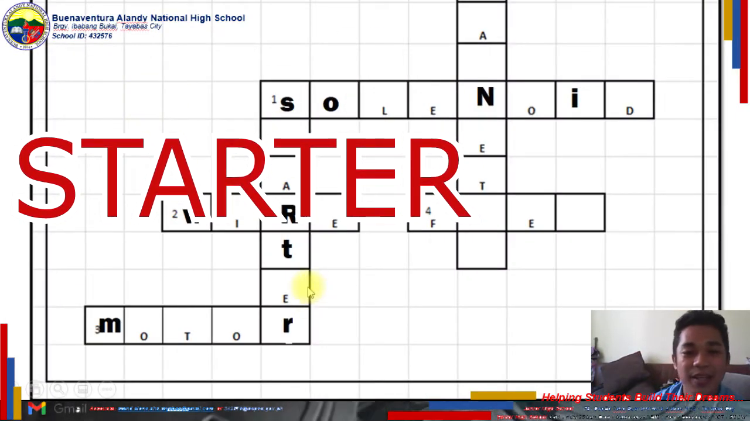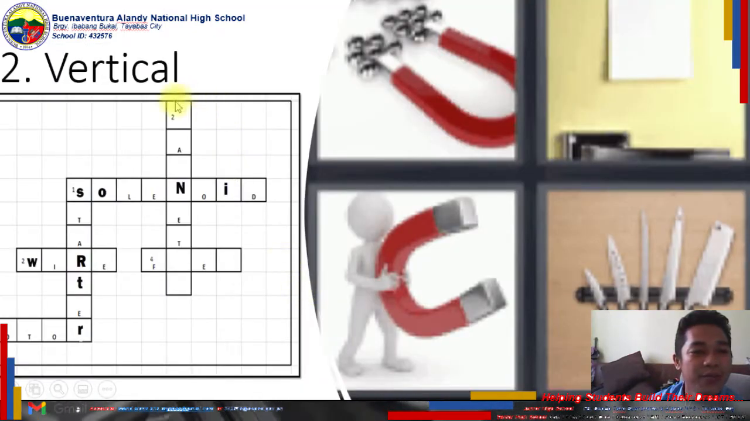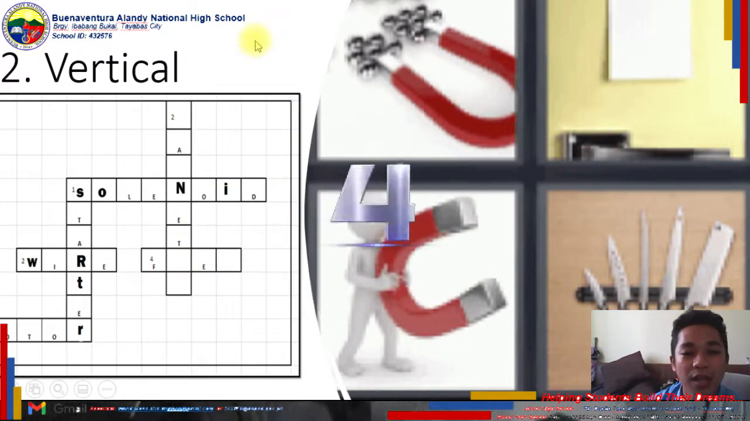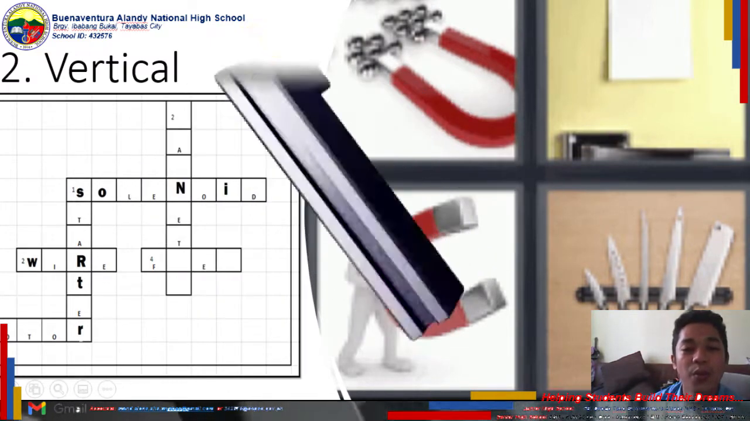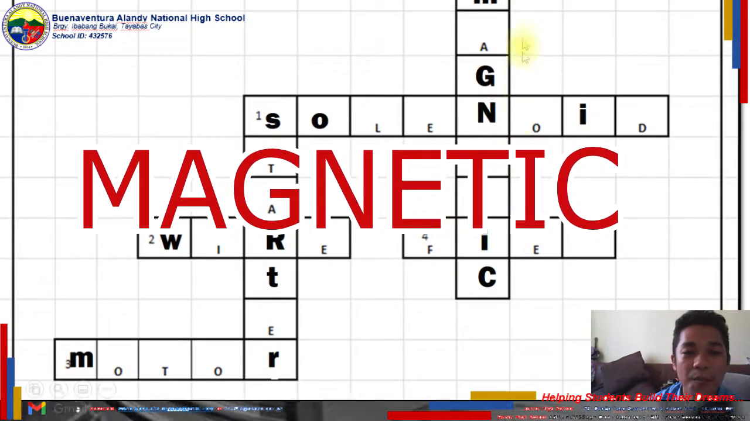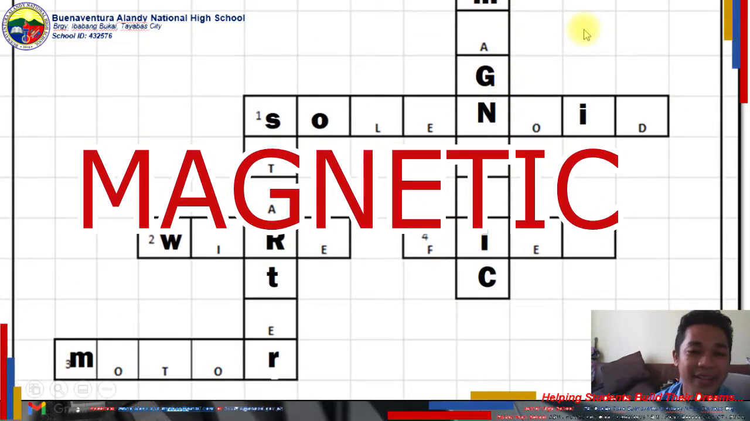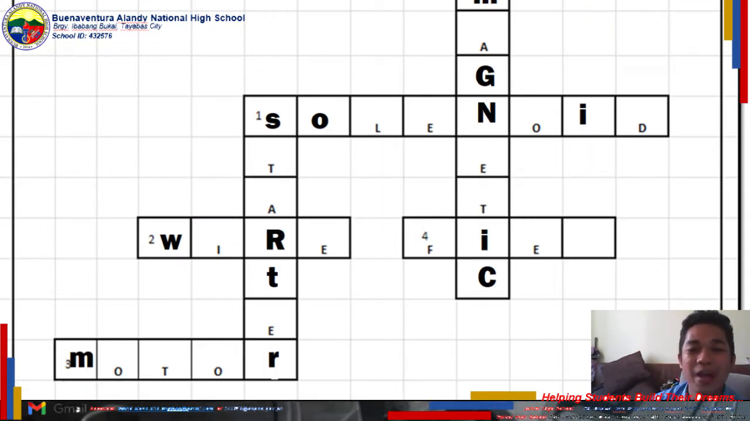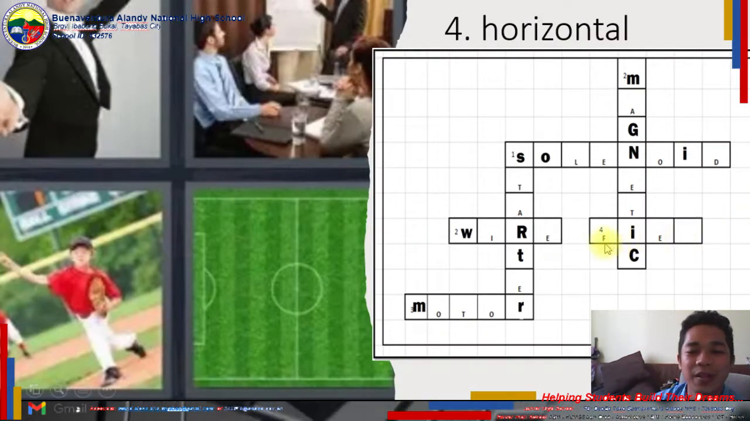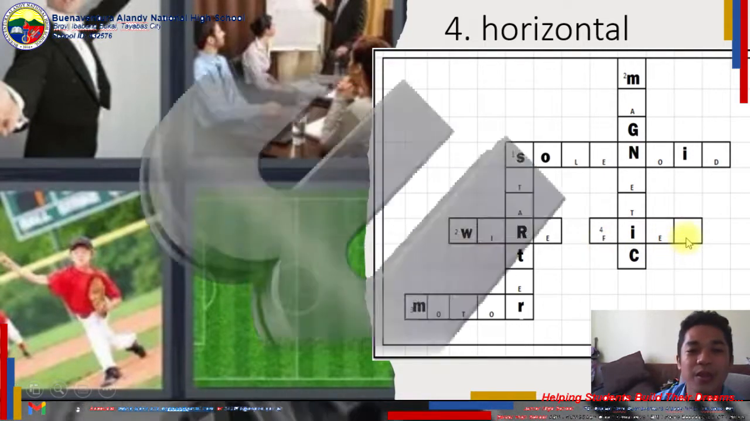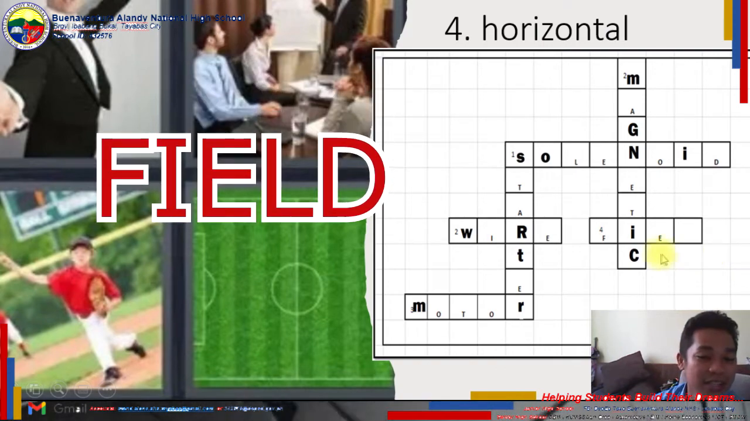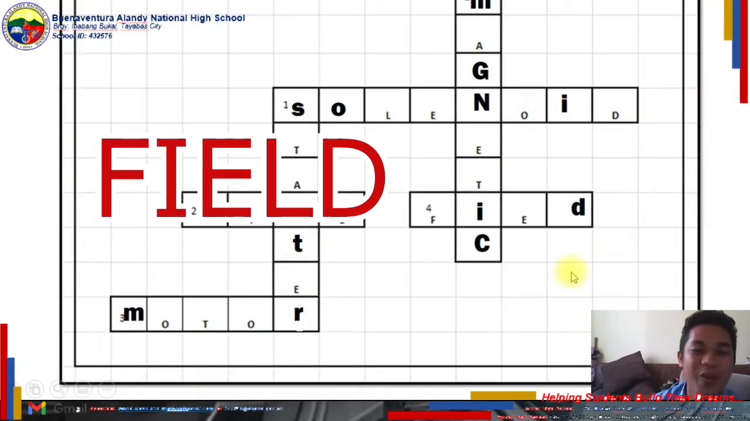Very good. Next, we have number 2, vertical. So, this part. Okay, number 2, vertical. 3, 2, 1, and the answer is magnetic. You are right. Okay, so that's brilliant. For the last one, we have this portion. 3, 2, 1, and the answer is field.